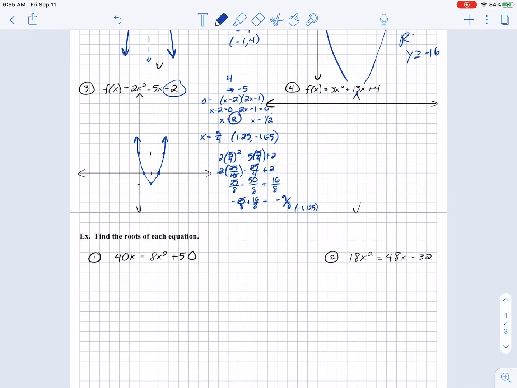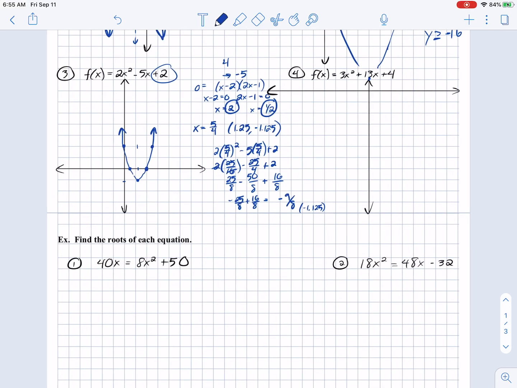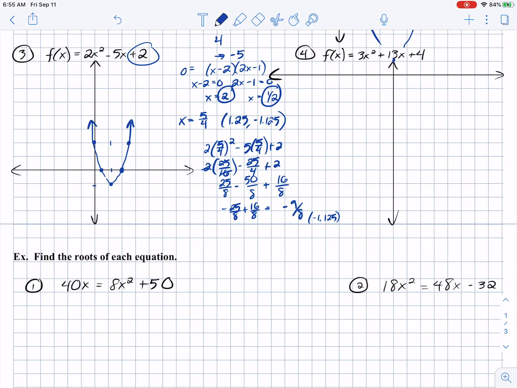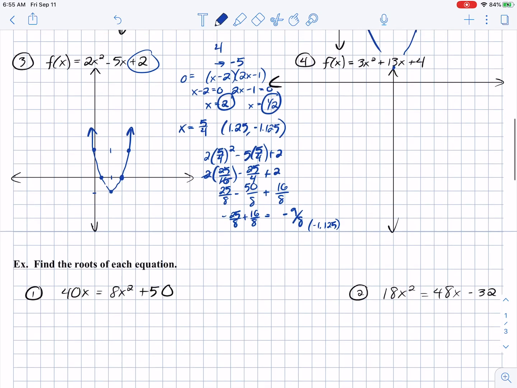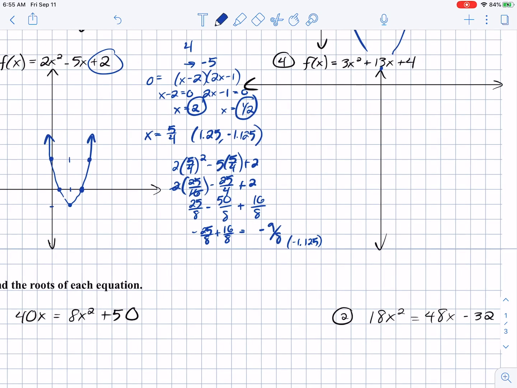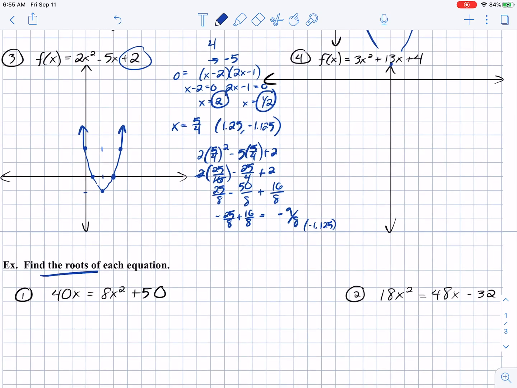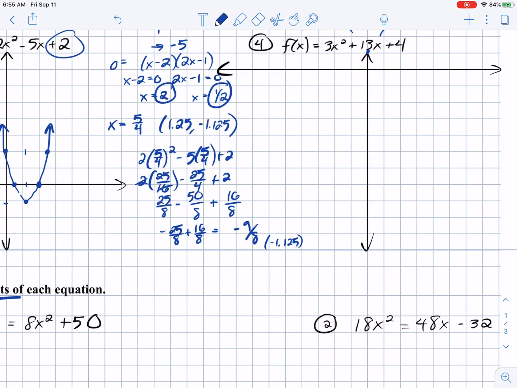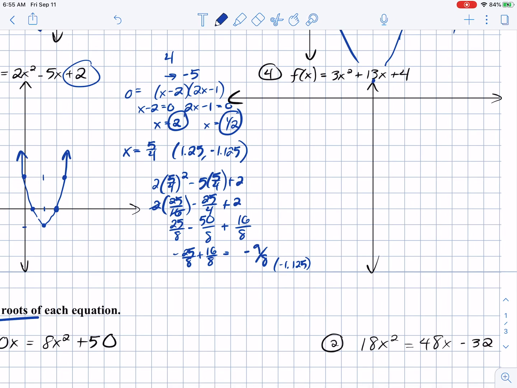Most important part really of this lesson, finding the zeros by factoring, okay? Great job setting it equal to 0 and finding your factors. All right, let's finish up with 4 together, and then we'll talk about finding the roots of equations. It's going to be pretty similar to what we've been doing. For 4, set this equation equal to 0.